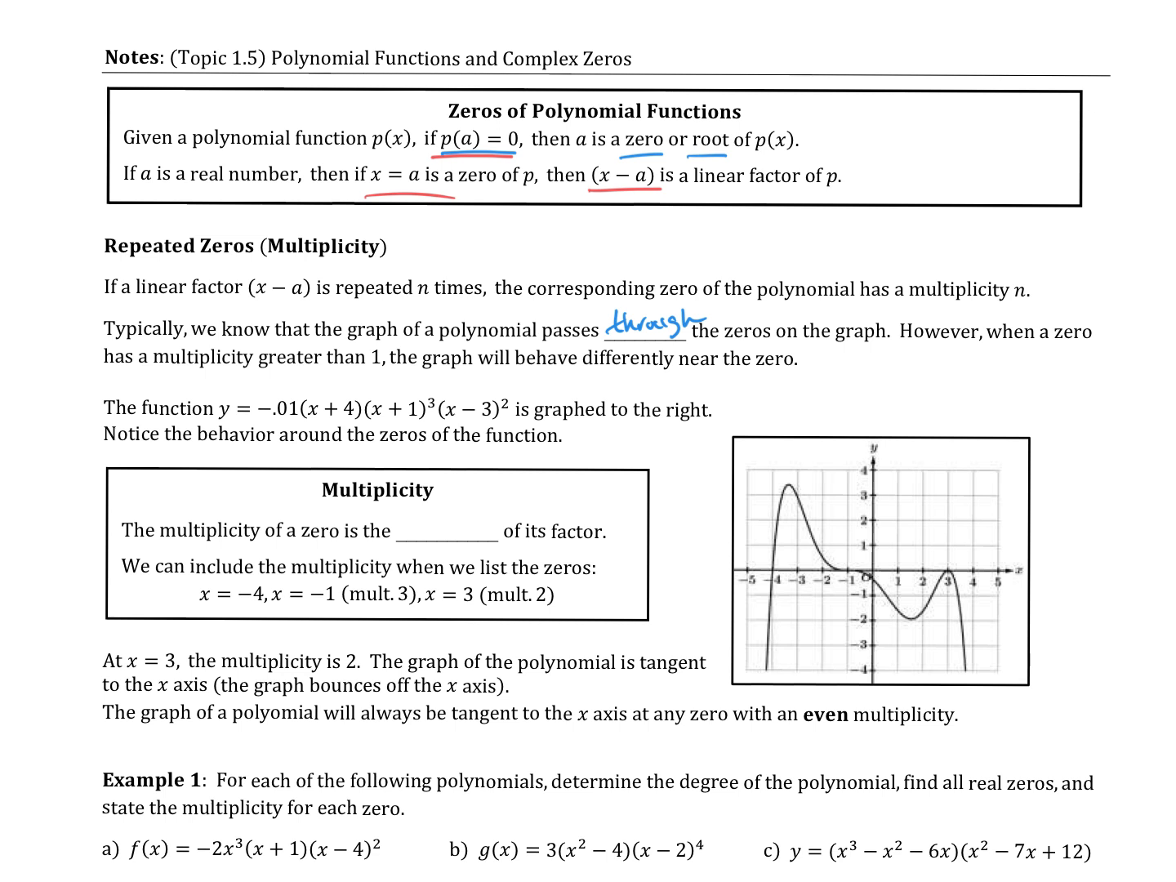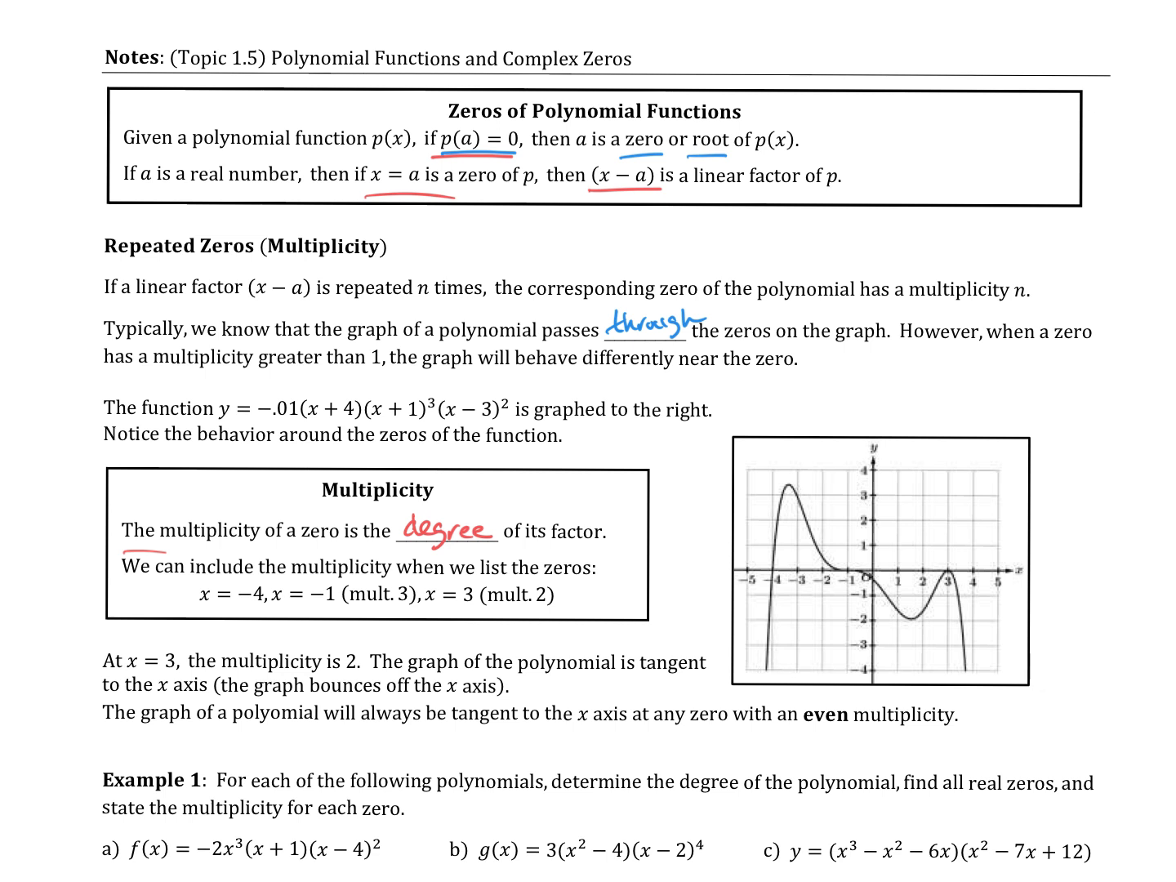Josh. The multiplicity of a 0 is the degree of its factor. So, for instance, at negative 4, I have a multiplicity of 1. At negative 1, I have a multiplicity of 3. And at 3, I have a multiplicity of 2.